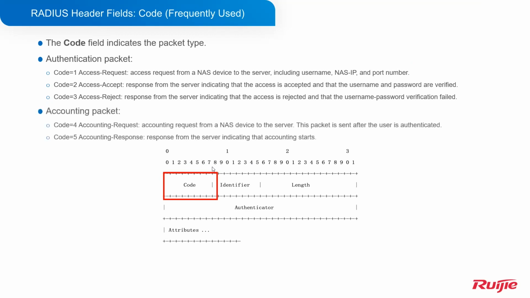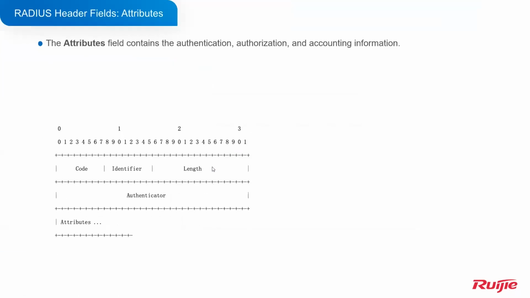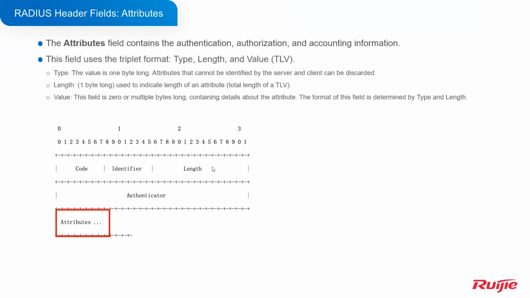And for the accounting packet, the code is 4, which is an accounting request from a NAS to the server, and is sent after the user is authenticated. While code 5 is the accounting response from the server to the NAS device, indicating that the accounting starts. Okay, and about the attribute field, it contains authentication, authorization, and accounting information. And let's see what they are.